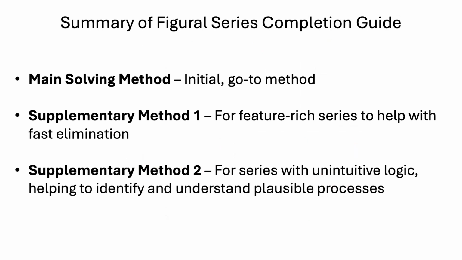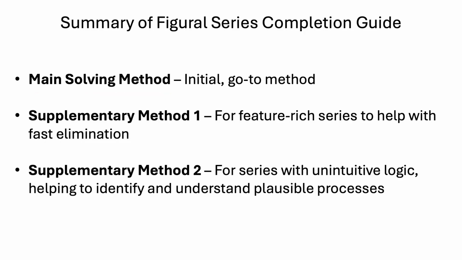So to summarize what we've learned in this Figural series completion guide, we covered 3 different methods. The first is the main solving method, which you can consider your initial go-to method to work through most of these problems. The main solving method involves comparing consecutive frames, describing the change you see between frames in one sentence, test the same sentence on the next step, then confirm across all given frames, predict the missing frame before looking at answers, and then finally match to the best answer choice. And again, the main solving method is your go-to method that you should rely on most heavily.